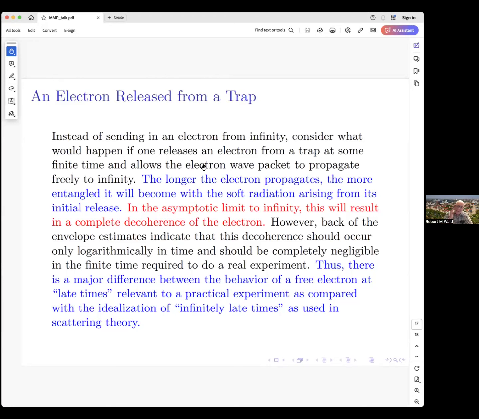I think that's not answering your question very well, but what I am asserting is, yes, this should be possible in principle to measure, but it's such a tiny effect that I can't imagine it actually being measured.